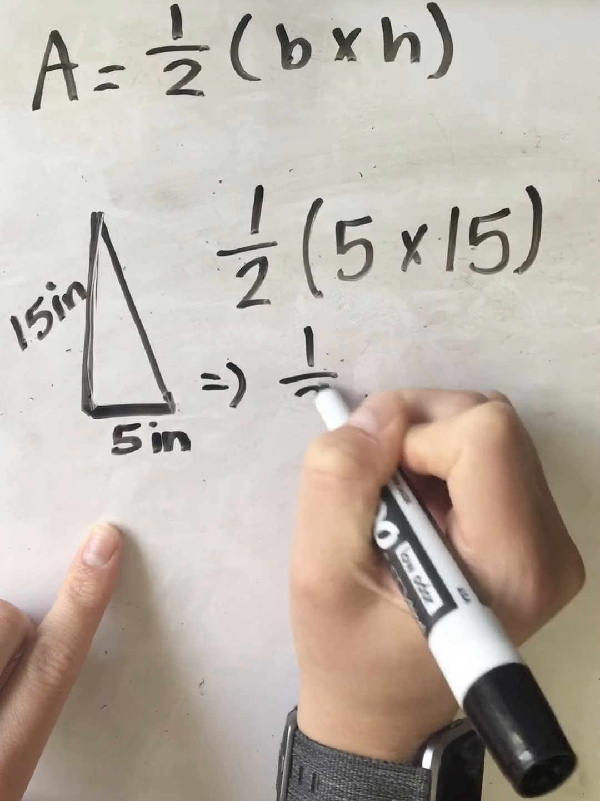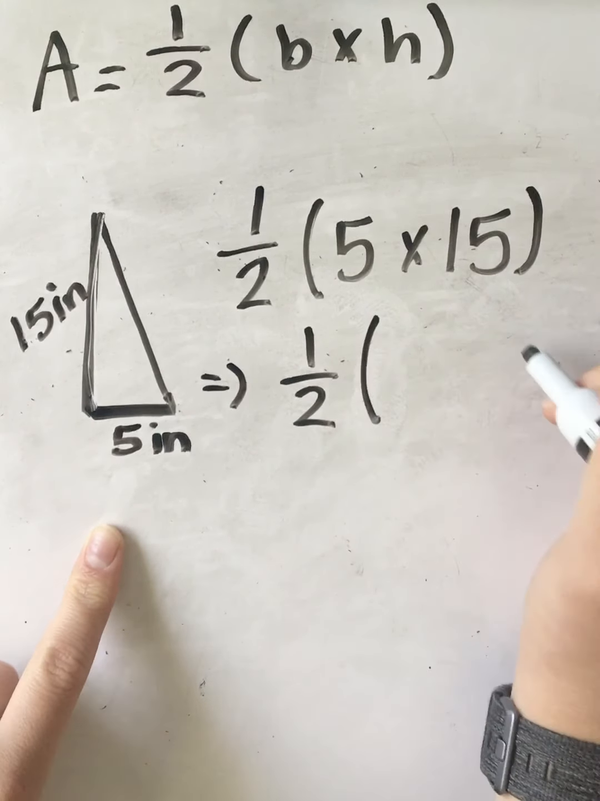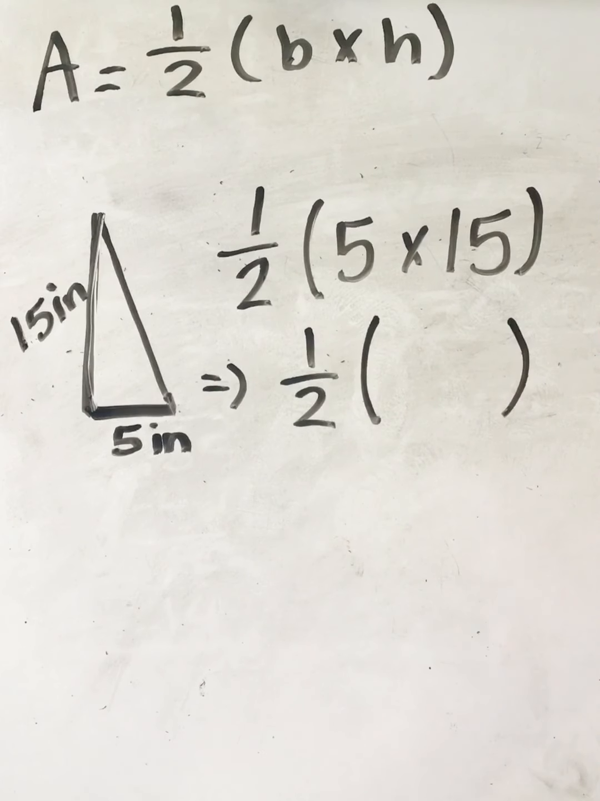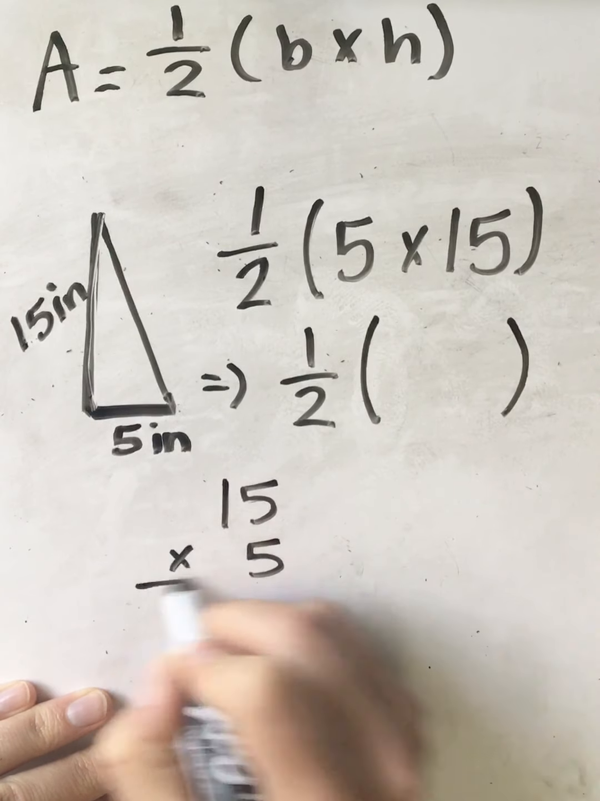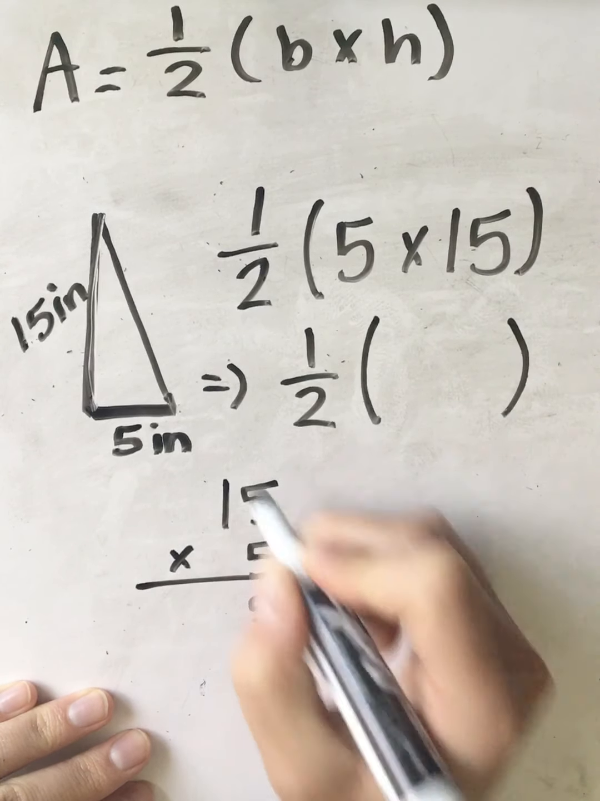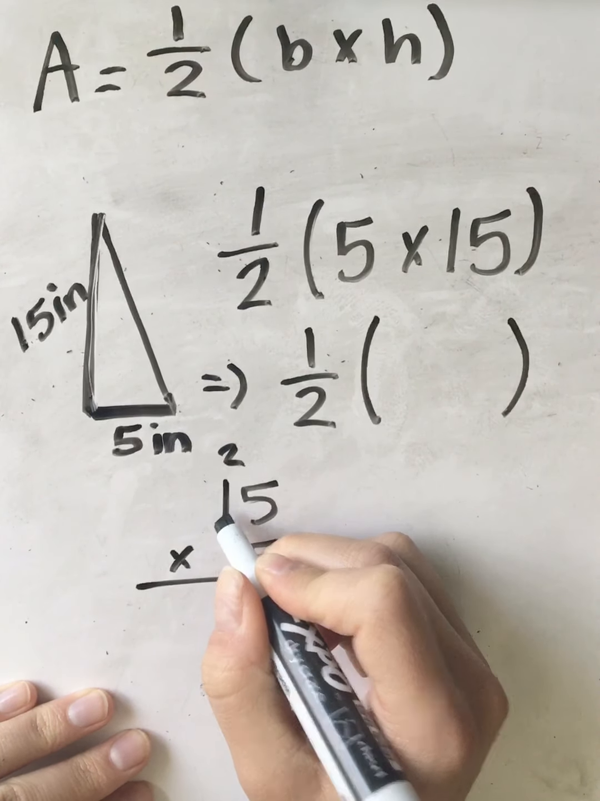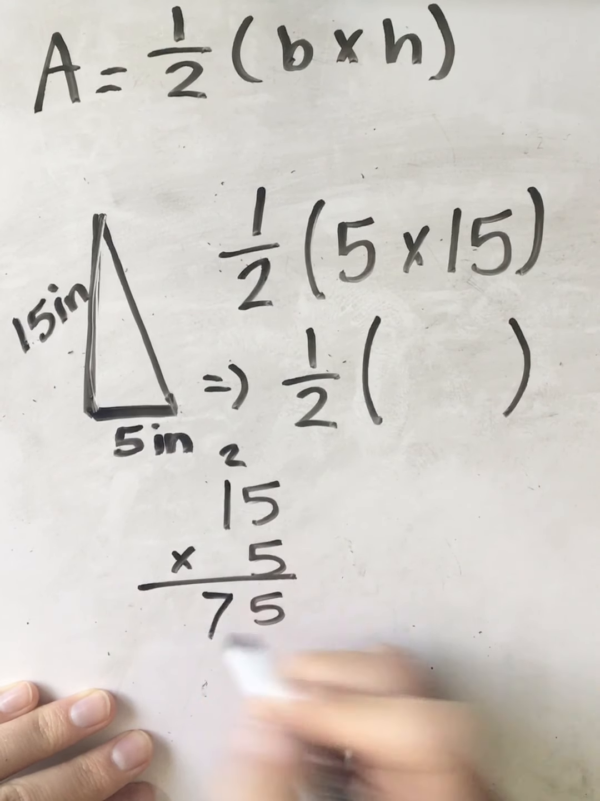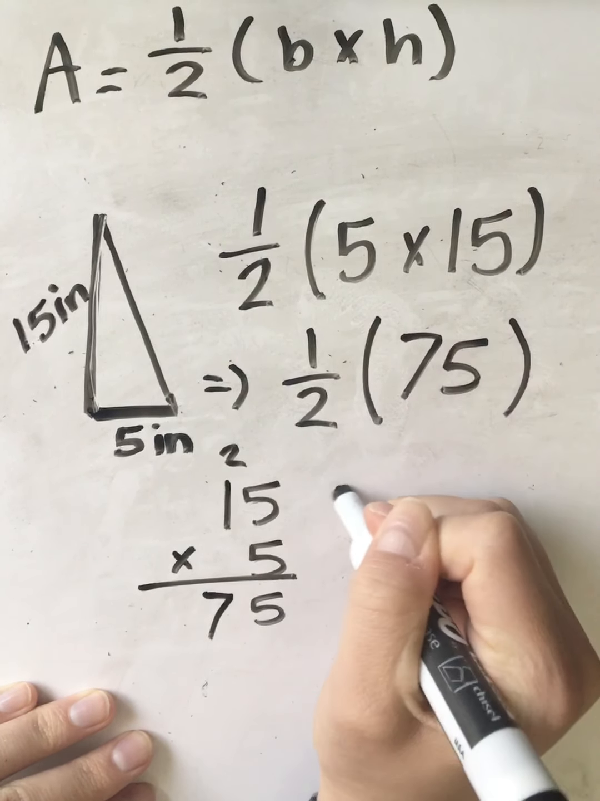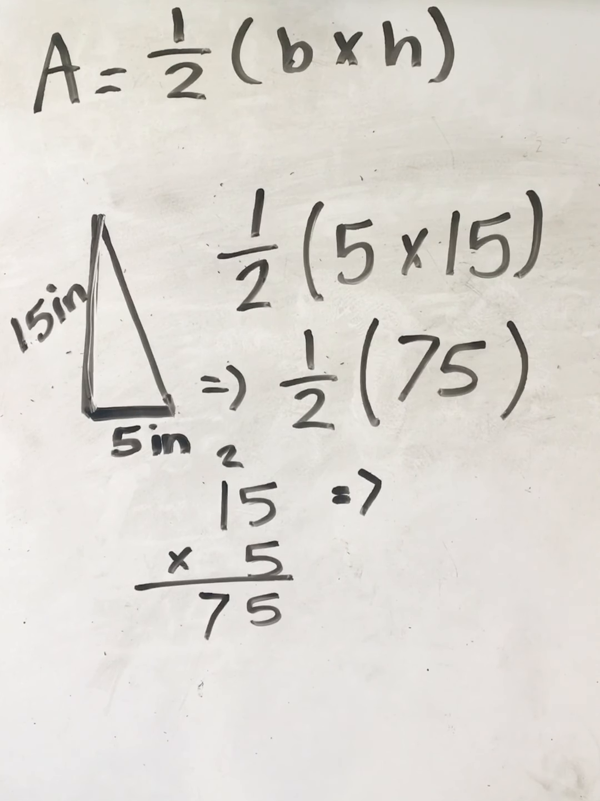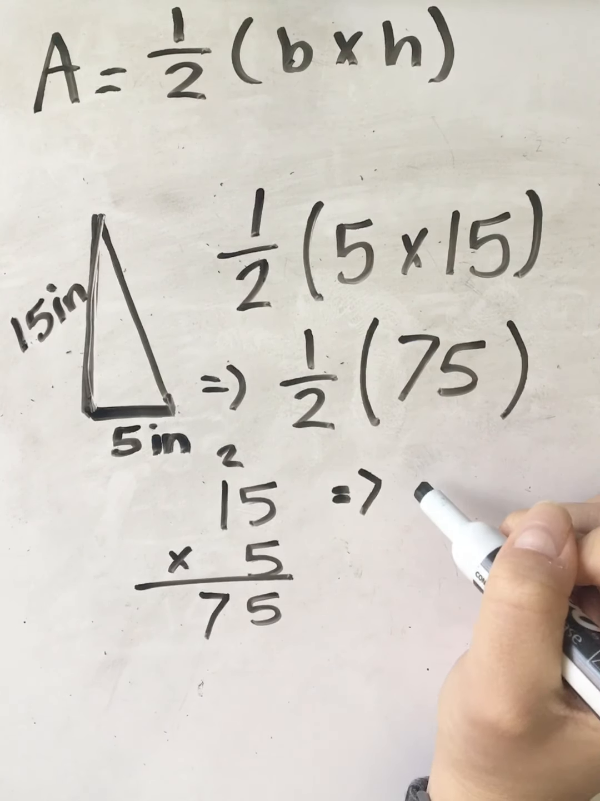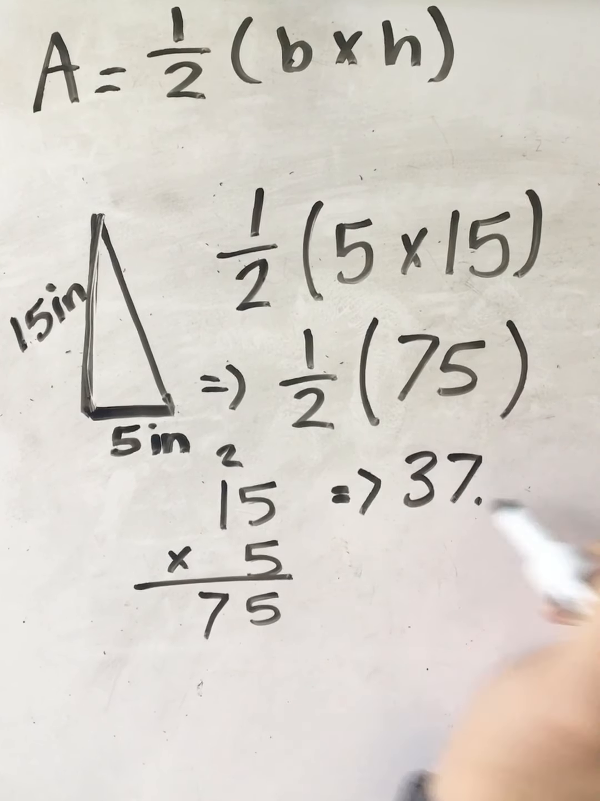As I go to solve this, 5 times 15 is going to give me, let's see, 15 times 5. We can solve that problem right here. 5 times 5 is 25. 5 times 1 is 5, plus 2 is 7, so 75. And 1/2 of 75. So we can do this in our head if we want. We know that half of 70 is 35. We know that half of 5 is 2.5. 35 plus 2.5 is 37.5.